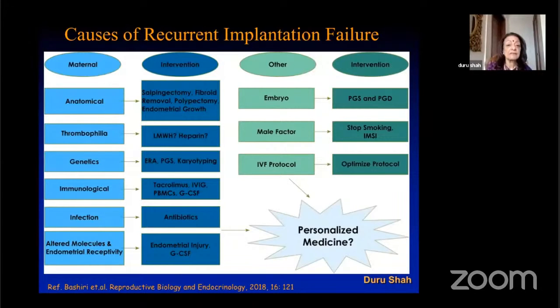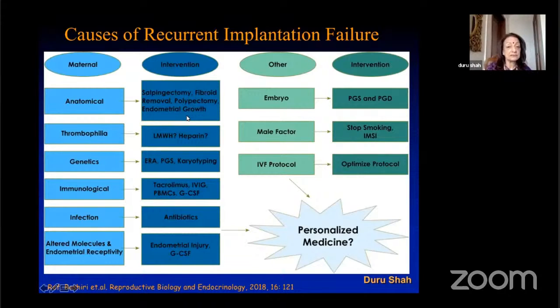Then, if we have a polyp seen on the ultrasound, when we have gone through the baseline ultrasound, we do a polypectomy, remove the polyp, because that comes in the way of a pregnancy success, and at the same time we assess the endometrial growth and see the thickness, the blood flow, etc.